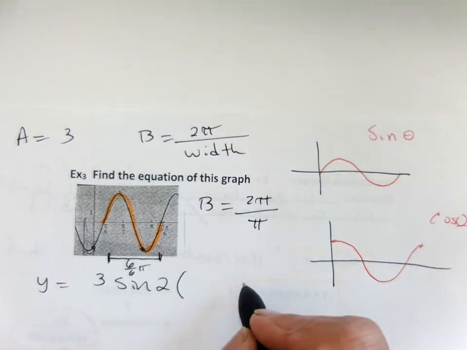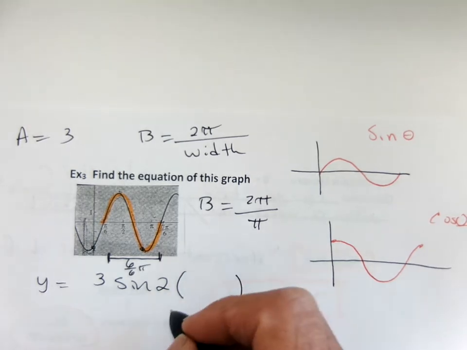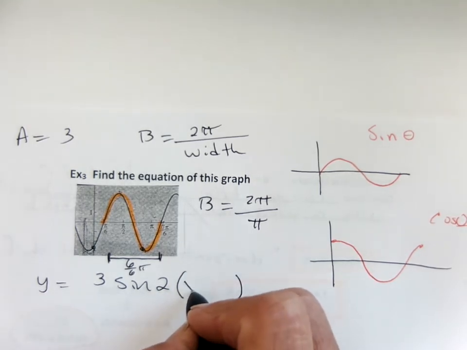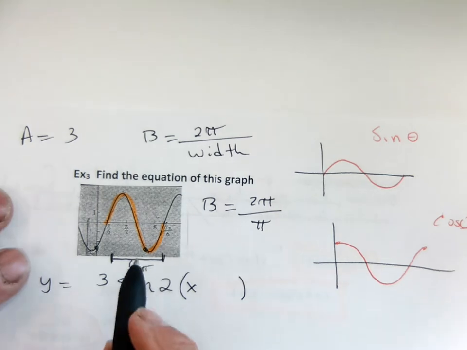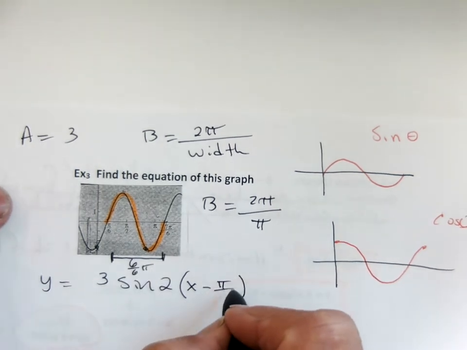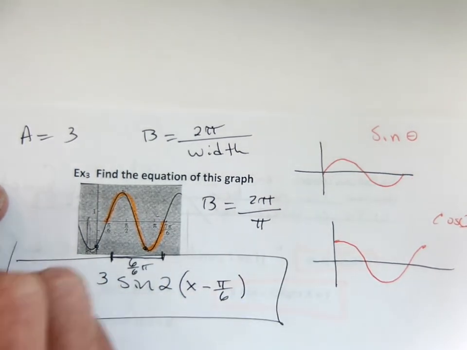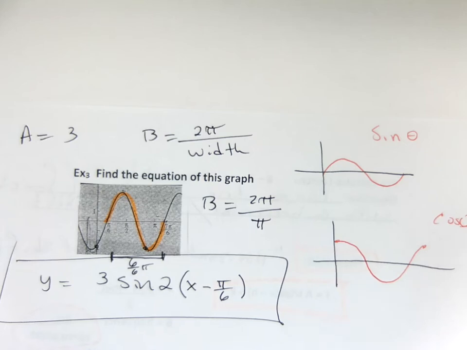Now I shifted it. They like x instead of theta, so I'll put x like the x-axis. It got shifted pi/6 to the right, so minus pi/6. Here's my answer. You okay with that?